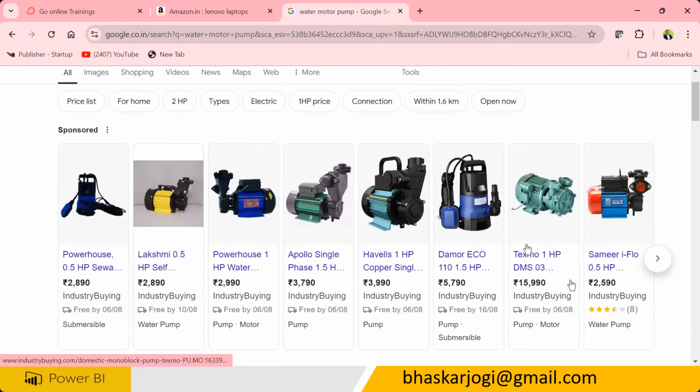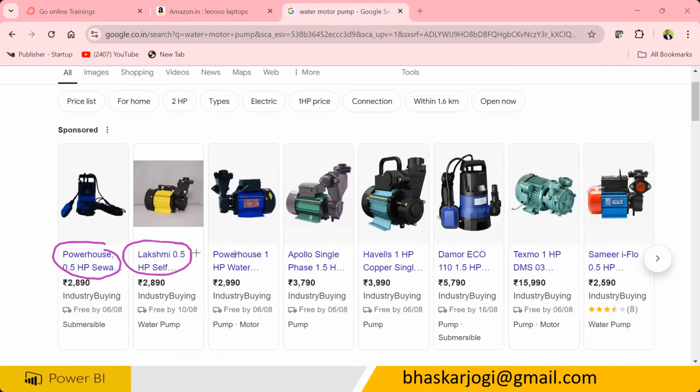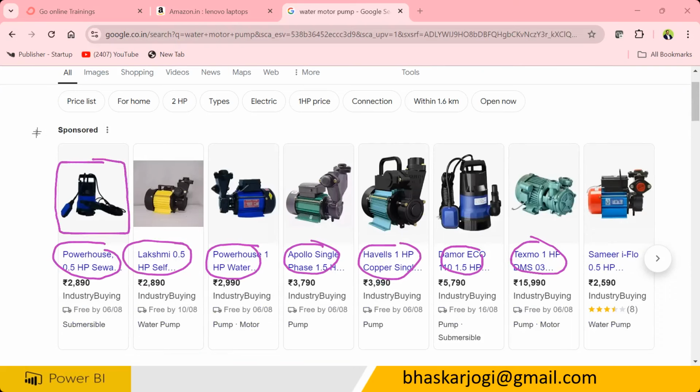Now, if you see, you have a lot of companies. Powerhouse is one company, Lakshmi is one more company. It has Havells, Dam, a lot of companies, Texmo, right? So what it does, after buying this product, you will be able to connect it with your source. It may be bucket number one, bucket number two. It may be dumping all the water into your tank.